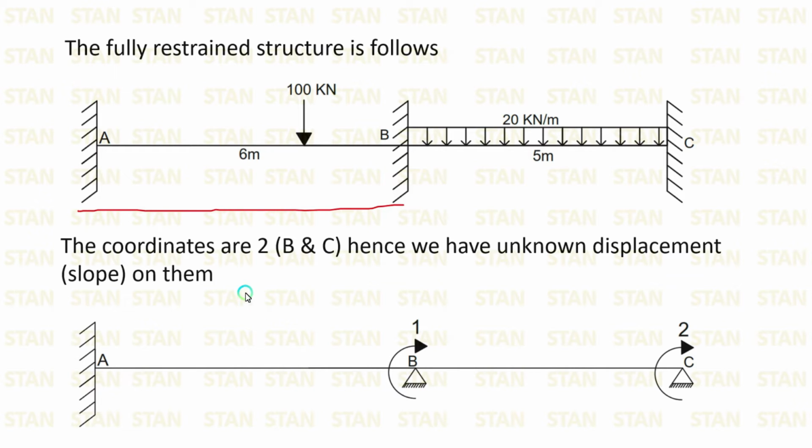In this problem the coordinates are 2. They are B and C because in the points B and C we are having slope. The coordinates must be made in the clockwise direction. You can see that both of the coordinates are in the clockwise direction.